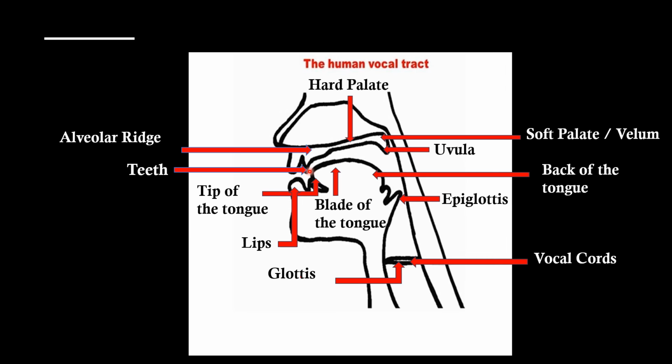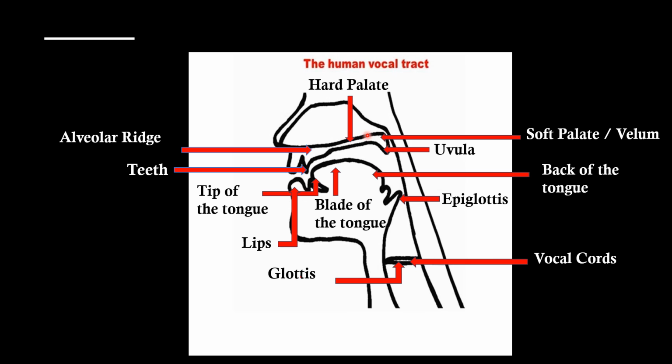Here we also have the roof of the mouth, which can be divided into three parts. As we can see here, the soft palate or velum, the hard palate, and the alveolar ridge. Let's start with the soft palate. The soft palate or velum is capable of assuming two positions, lowered or raised.